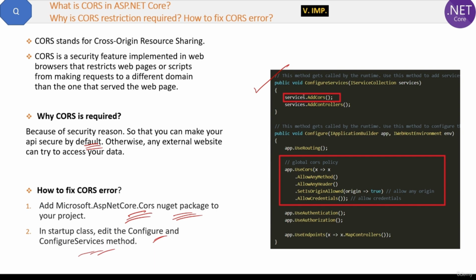First, add this AddCors service in ConfigureServices, and then call the middleware UseCors method like this in the Configure method. This will make sure that any cross-domain application can access your application now. Okay, so that's how we will fix the CORS error. So now you know what CORS is, why it is required, and how to fix it if you do not need it.